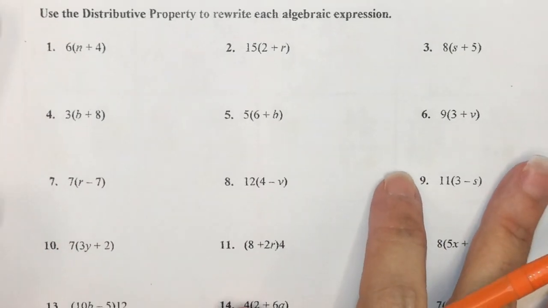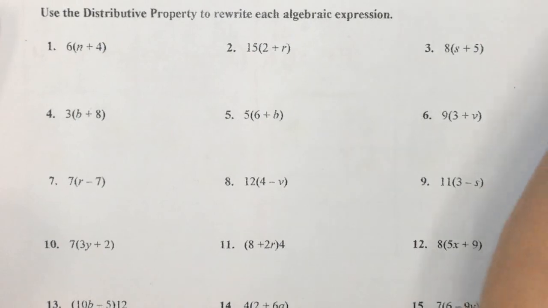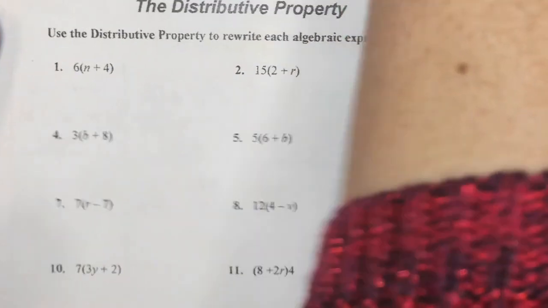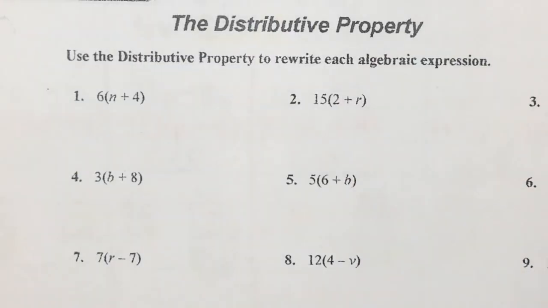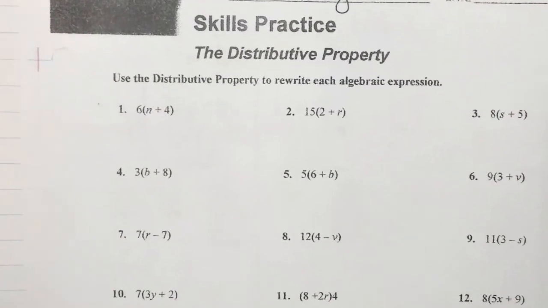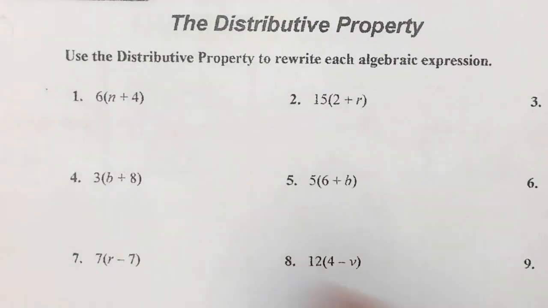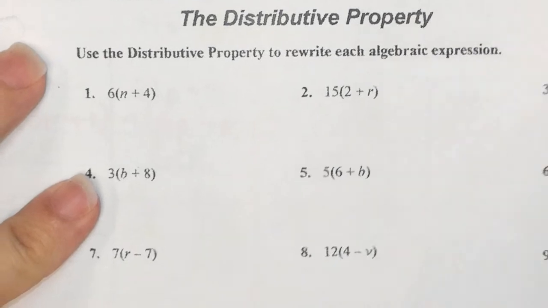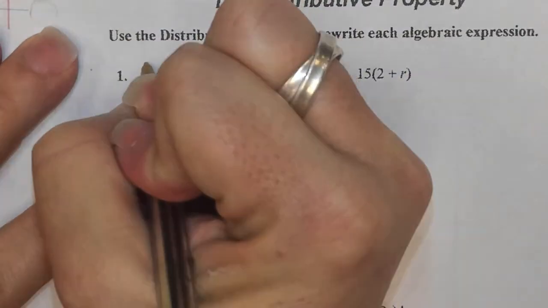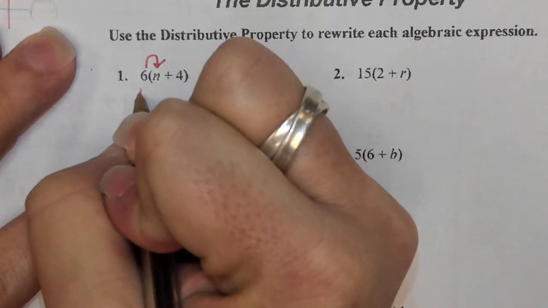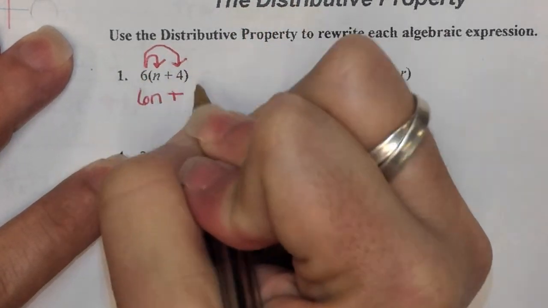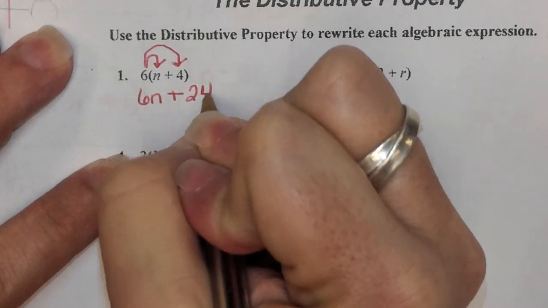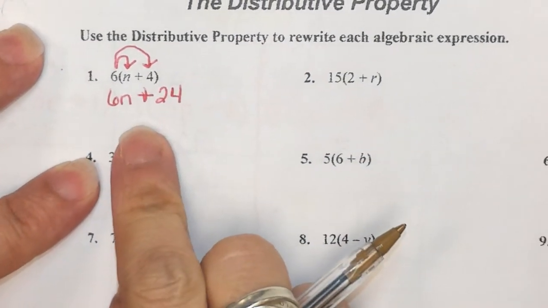Use the distributive property to rewrite each algebraic expression. Now, make it real big so you can see it. Here we go. So, 6n plus 4, if we're going to write it out, it would be 6 times n, which is 6n, plus 6 times 4, which is 24, and you're done. This is how easy this part is.